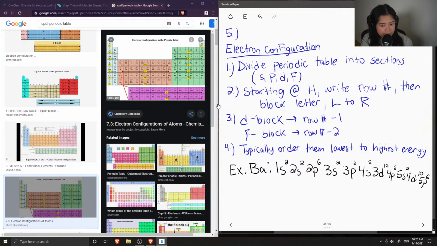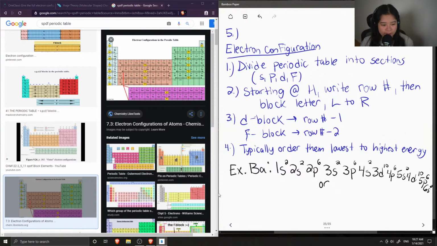So barium is here. So then we just write 6s, and then up to the barium is just 6s2. Let me just try to fit it at the bottom on the right here. Should have given myself more room. But yeah, so this is the full electron configuration for barium.